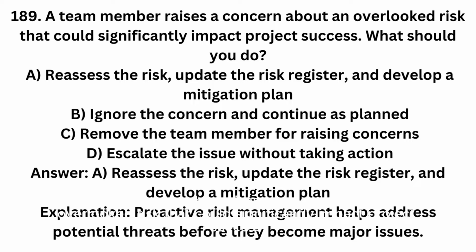189. A team member raises a concern about an overlooked risk that could significantly impact project success. What should you do? A. Reassess the risk, update the risk register, and develop a mitigation plan. B. Ignore the concern and continue as planned. C. Remove the team member for raising concerns. D. De-escalate the issue without taking action.